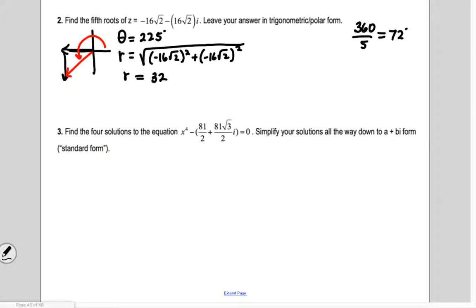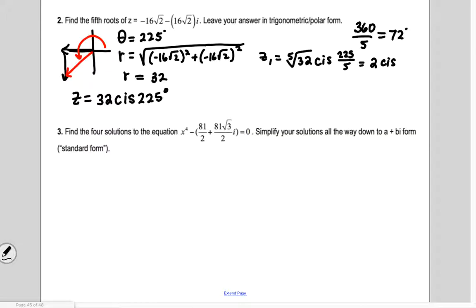All right, so if I want the fifth root, so let's say we're finding the first one. Well, first let's write our z in that other form. So z is going to be 32 cosine plus i sine of 225. So if I'm finding the first one, I take the fifth root of 32. Then I have cosine plus i sine of 225 divided by 5. So I'm going to get 2 cosine plus i sine of what? Help me out. 225 divided by 5. 45. All right, that's the first one.